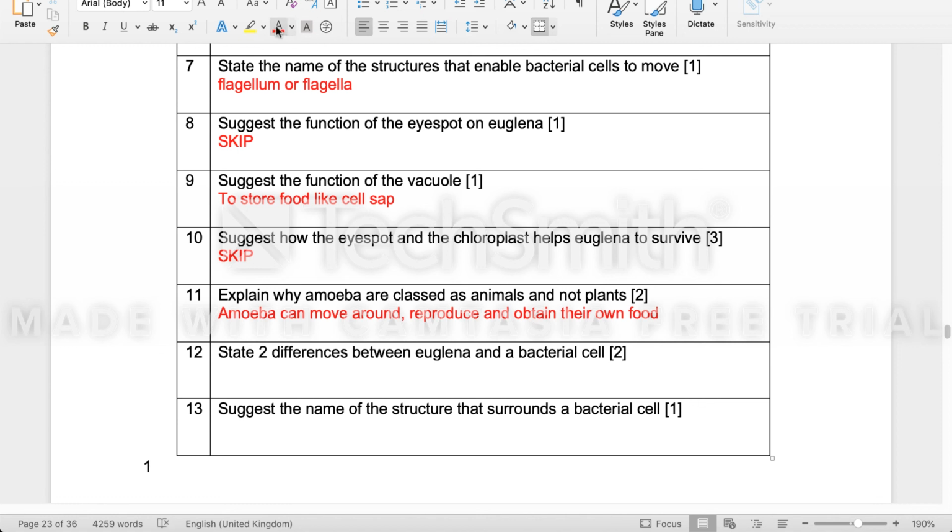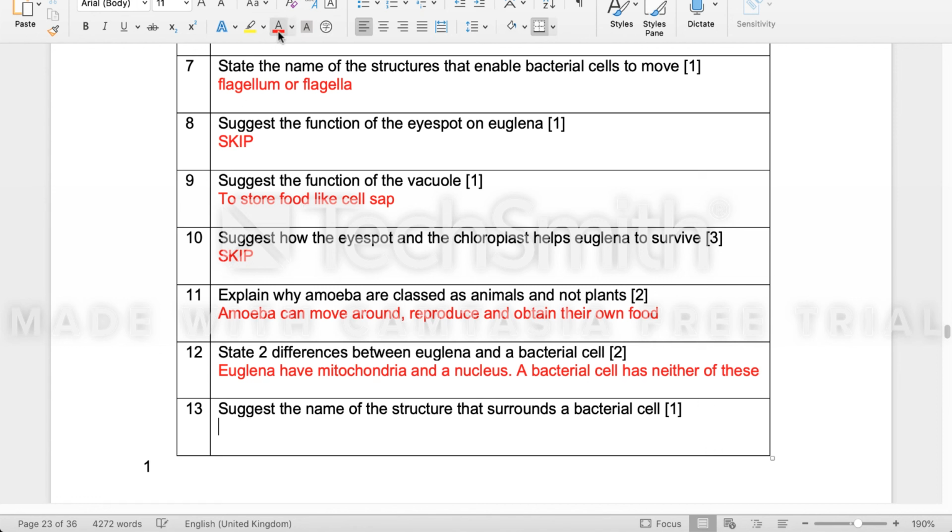All right, and then moving on to number 12. State two differences between euglena and bacteria cells. So again, lots of things you can write down, but I'm going to just point out the two obvious ones, is that euglena have mitochondria and a nucleus, which are the two biggest differences that you see between the two different types of cells. All right, bacteria cell has neither of these.